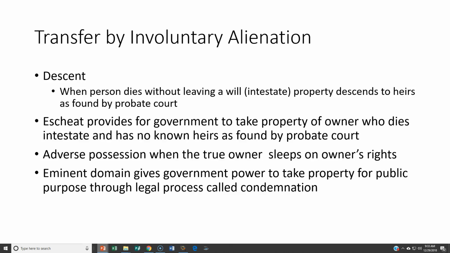Adverse possession is when the true owner sleeps on the owner's rights, doesn't actually use the property, has no care for the property, and somebody else goes in and uses it for a specified period. We talk about that a bit later. Eminent domain gives the government the power to take a property for public purpose through a legal process called condemnation. We talk about that a bit later.